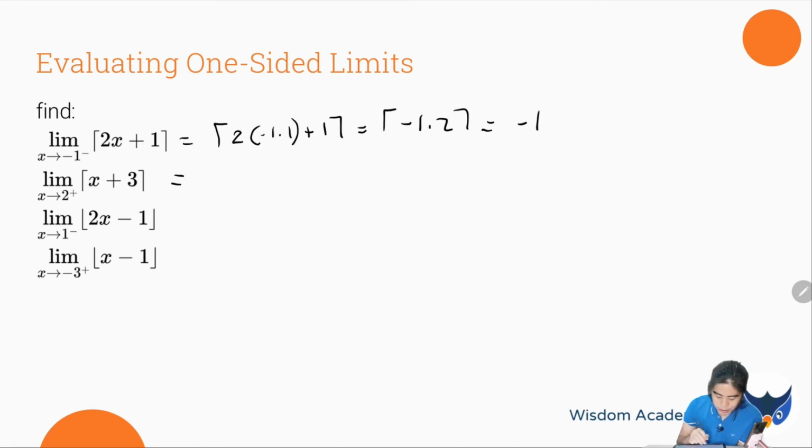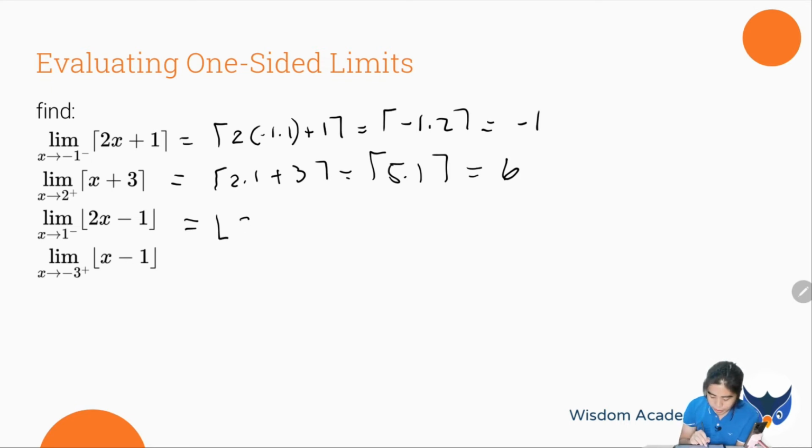So, for the second example, so pwede natin i-substitute dito si 2.1. 2.1 plus 3 is equals to 5.1. Ceiling function is equals to 6. So, dito naman, pwede natin i-substitute si 0.9. So, 2 times 0.9 minus 1. Floor yan. Floor function is equals to 1.8 minus 1, 0.8. Floor function equals to 0.